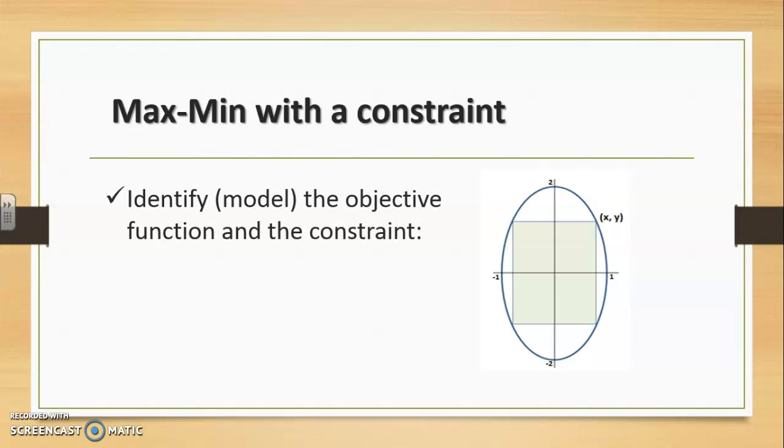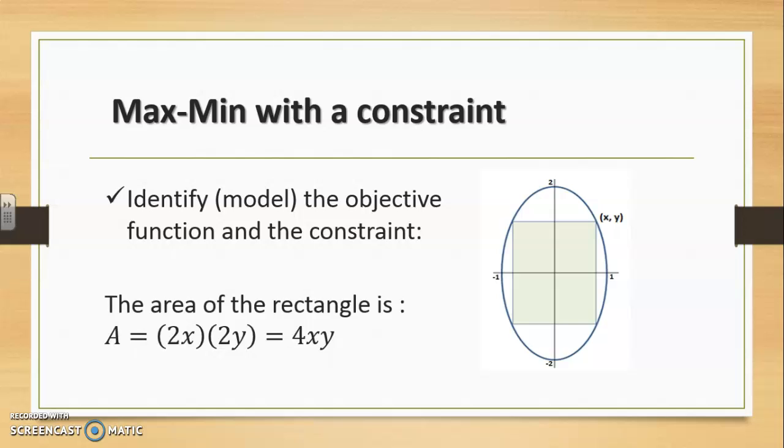So max and min with a constraint. First we said we needed to identify the objective function and the constraint. Our objective is actually to maximize the area of the rectangle. The height of the rectangle is x in the upper half and minus x in the lower half. Again, this is symmetry. So x is the distance from the horizontal axis to the corner, and the same distance would apply to the bottom half. So 2x is the height, 2y is the width. So 4xy is the area of this rectangle.